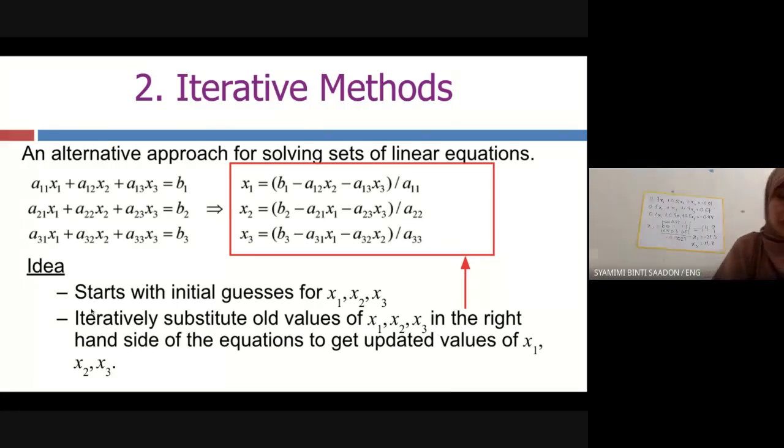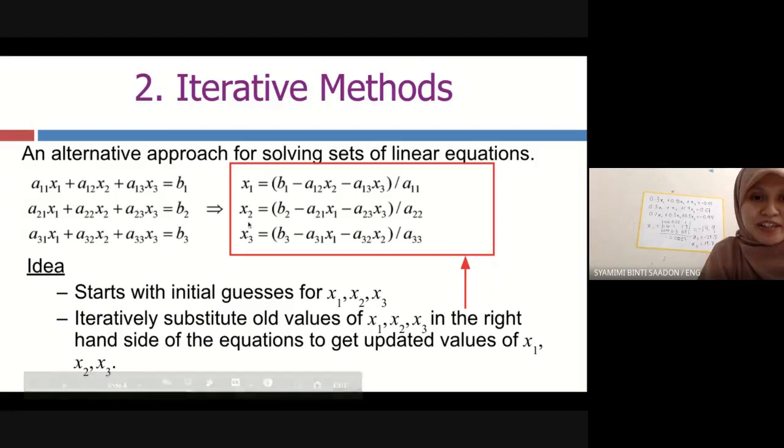So what do we do by using iterative methods? How do we do that? We start with an initial guess for x1, x2, x3. So we make assumptions. That's how we do when we do research.